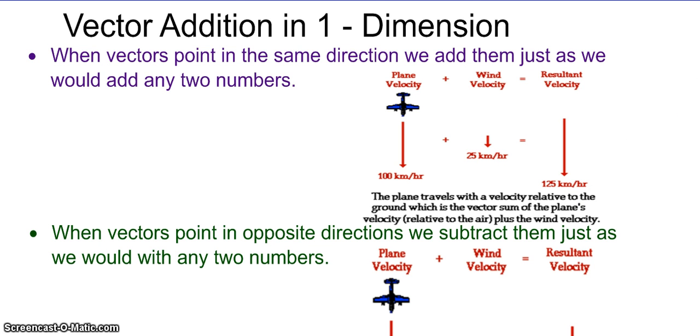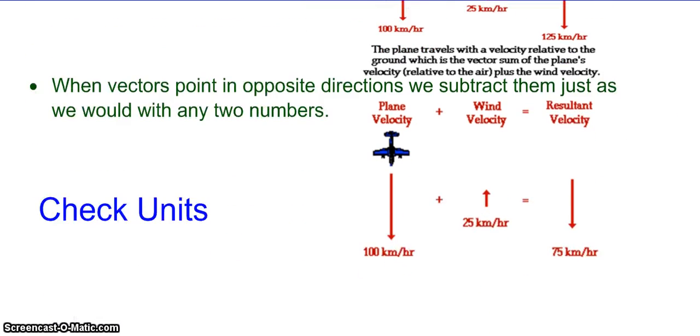When they point in opposite directions, then we can just subtract the two vectors. So the plane's velocity minus the wind velocity would be a resultant velocity of 75 kilometers per hour. The one thing you would want to be careful of in these types of problems is making sure that the units all match up. If they don't, then you need to convert them so that they do.